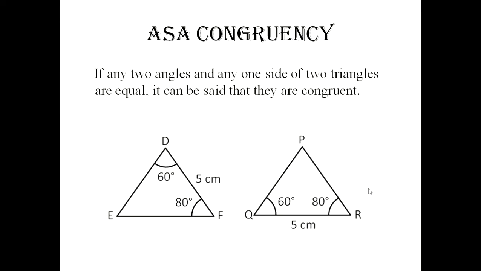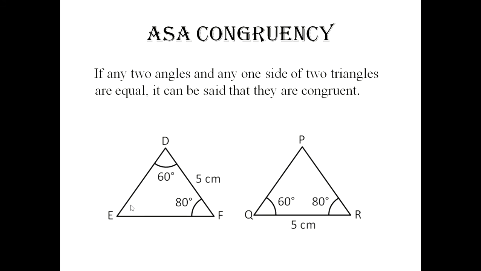So this is ASA congruency. In case of ASA congruency, since the values are given in this diagram, how are we saying that the third angle will be equal? Let us justify this. Angle E is unknown in the first diagram, and we know that the sum of all the angles in a triangle is always 180 degrees. So if I add up 80 and 60, we get 140. That means the remaining angle will be 180 minus 140, which gives us 40 degrees.